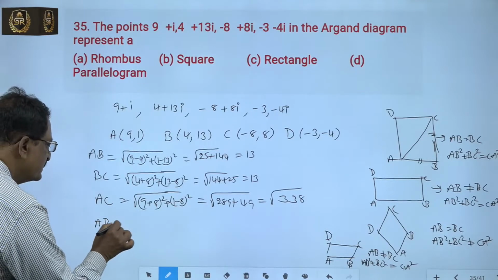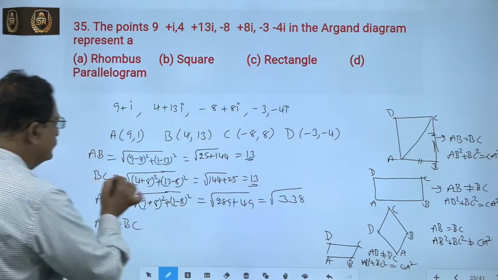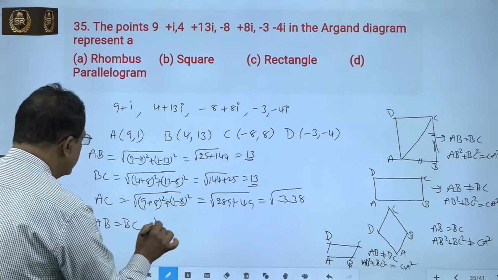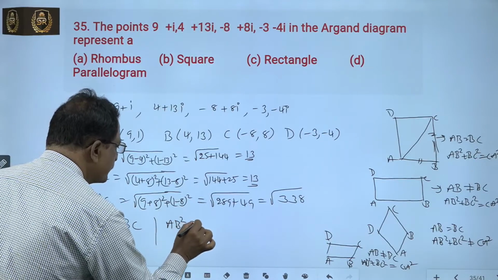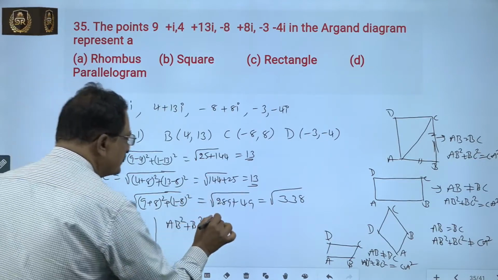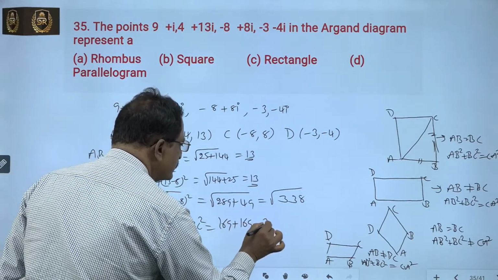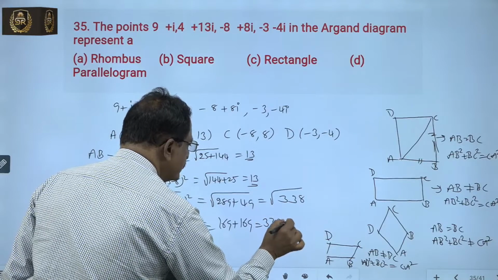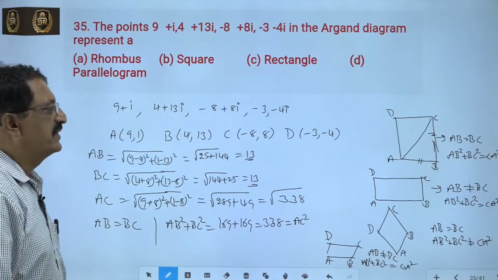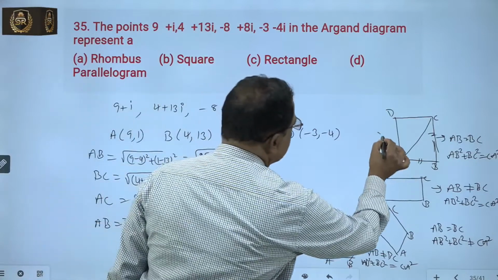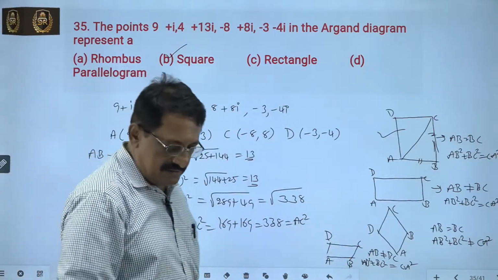Now what is here? AB equals BC. AB equals 13, BC is also 13. Next, AB square plus BC square equals 169 plus 169, that equals 338. It is equal to AC square. Right angled property is also satisfied. Therefore, it is a square. Answer B. It is a square.